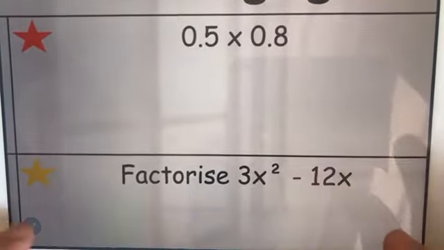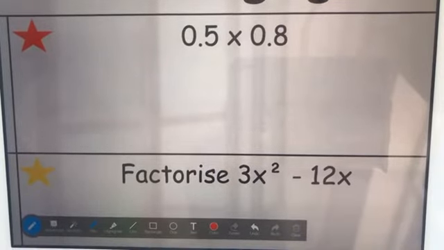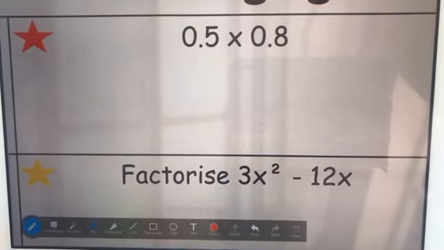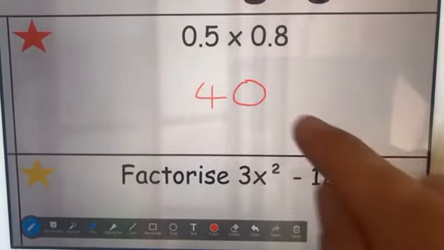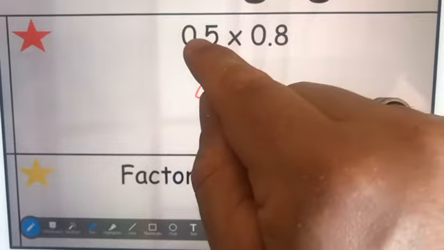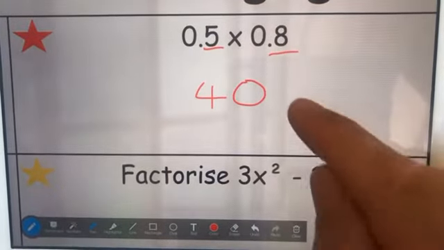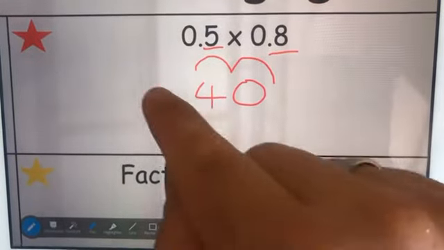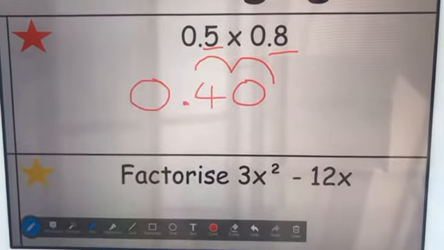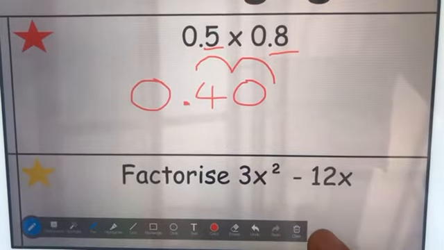Next one, red question: 0.5 times 0.8. When you're multiplying decimals, I prefer to look at it as if the decimals weren't there at all. 5 times 8 is 40. Looking back to the question, I've got 2 numbers after the decimal point, so I count back 2 spaces and put a decimal point in. Remember, there's a 0 before the decimal point. So 0.4 or 0.40, both answers are correct.